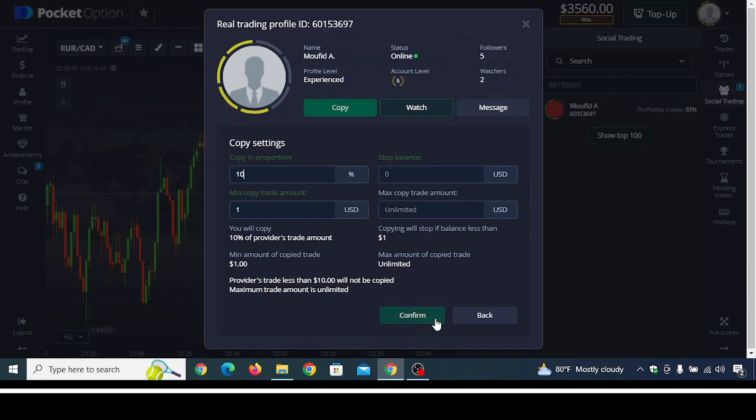Once you do this much, just click on confirm, and all of my trades will be automatically copied to your account, even if you are offline, or not even logged into Pocket Option for lots of days. My trades will be automatically copied in your account. And once everything is done, just click on confirm, and that's done.